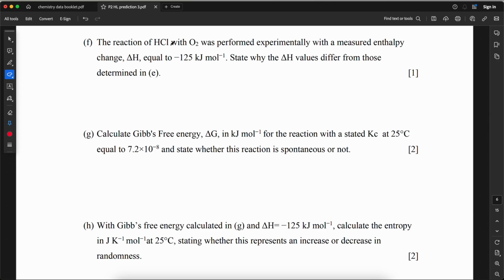The reaction of HCl with O2 was performed experimentally with a measured enthalpy change equal to negative 125 kilojoule per mole. But the one that we just got is negative 114 kilojoule. So why does the delta H value differ from those determined in E? Because bond enthalpy calculations are averages.